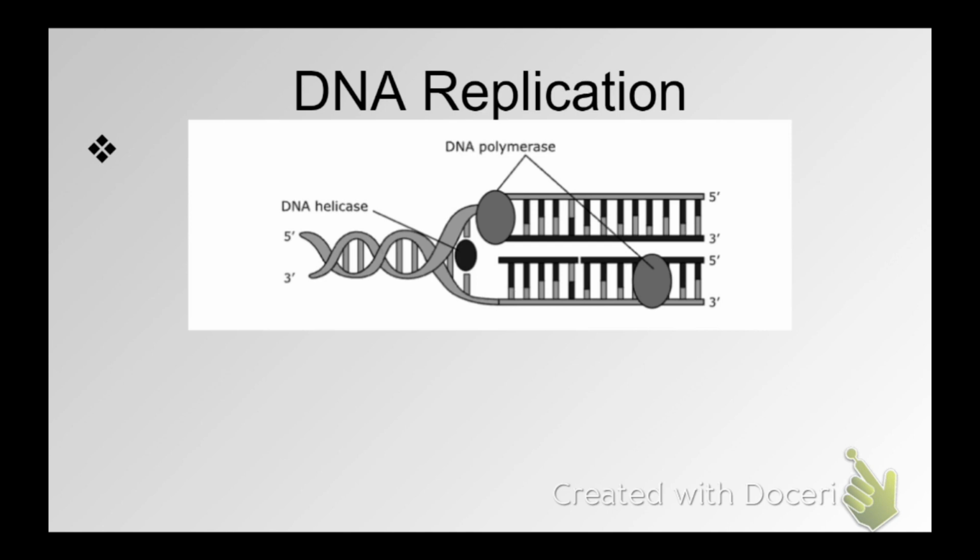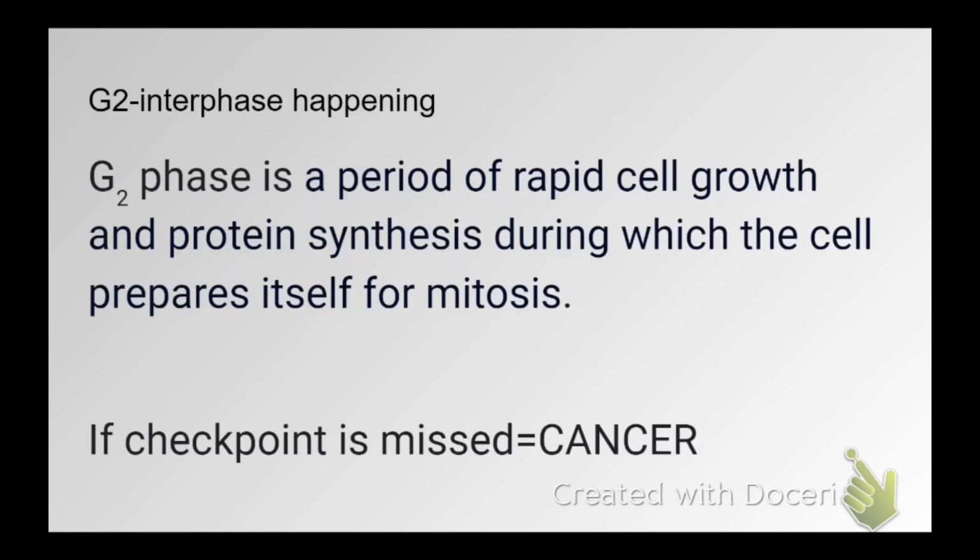All right. So I just want you to see this image. This is an image representing what DNA replication looks like during the cell cycle. You don't have to draw it. In your notes, new heading left column, I want you to put G2 interphase happening. This is rapid cell growth. Protein synthesis, prepare for mitosis. If checkpoint is missed, we get cancer. Rapid cell growth, protein synthesis, prepare for mitosis. If checkpoint is missed, we get cancer. We are close to done, guys.